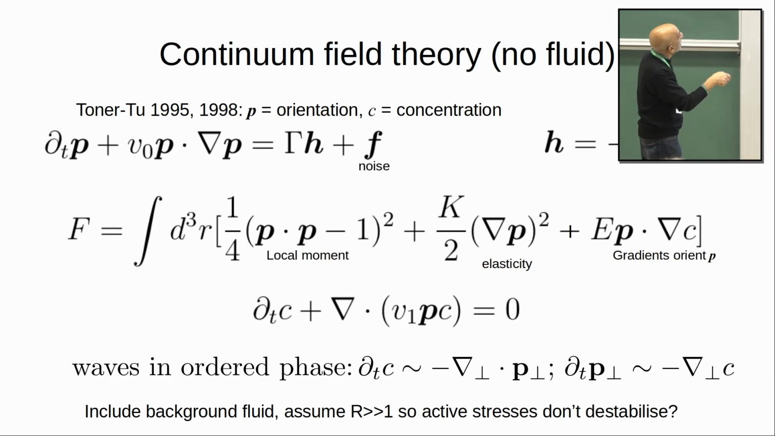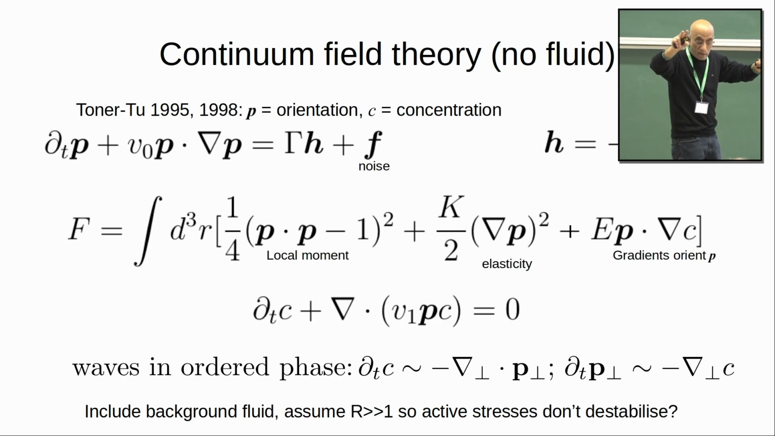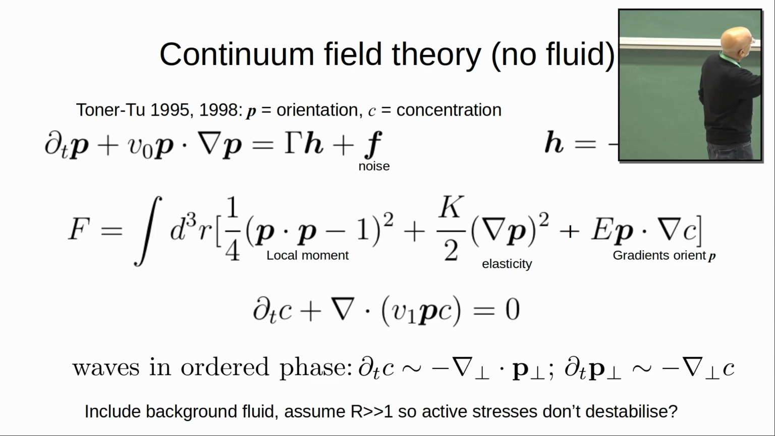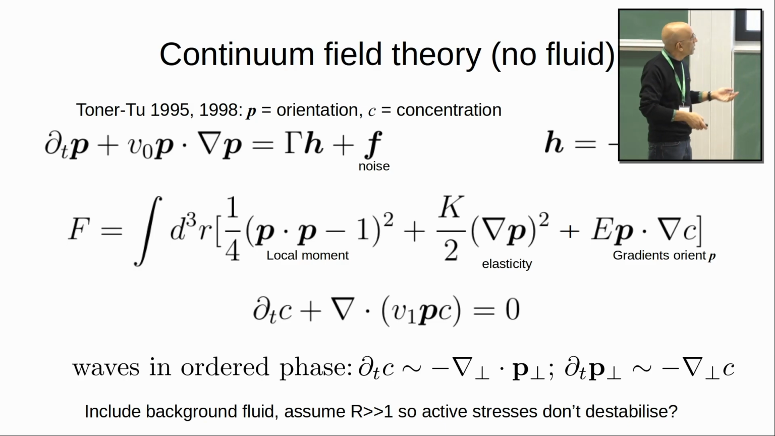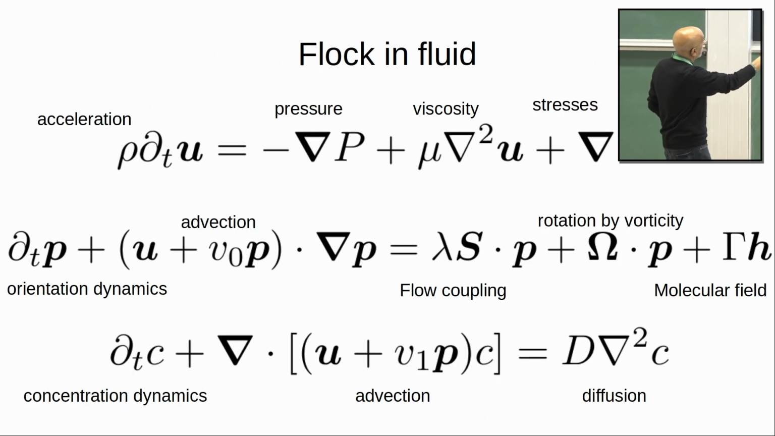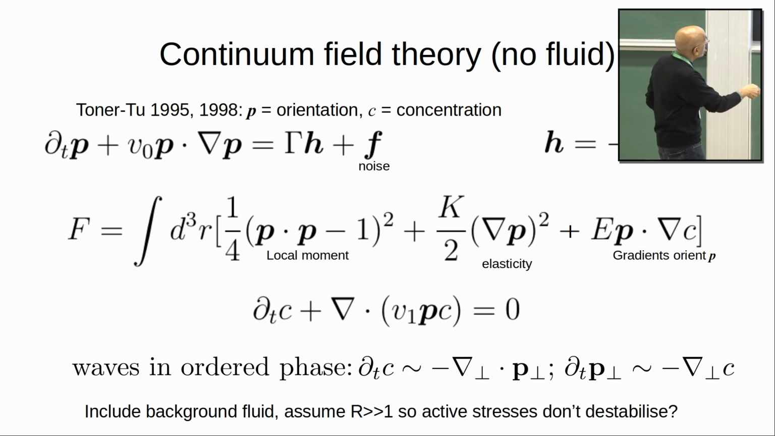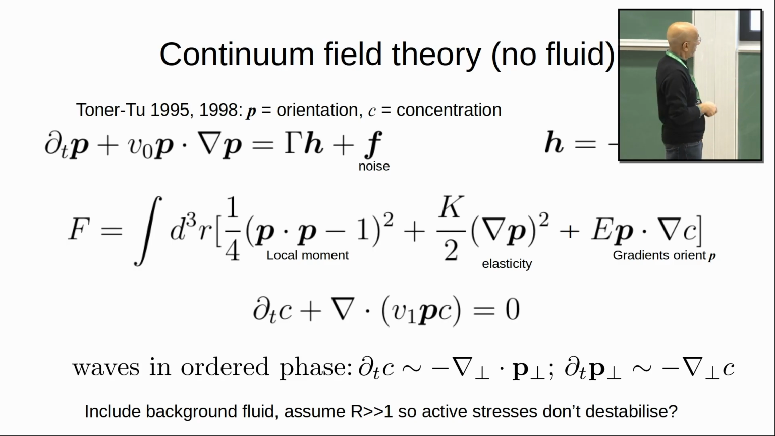Well, let's first look at what happens at orientation and concentration when you don't have a hydrodynamic velocity field. That's the Toner-Tu model. If P is the orientation and C is the concentration, you have a free energy functional favoring an ordered state with P. You have a natural coupling of the vector orientation to concentration gradients. You can think of it as a kind of scalar flexoelectricity if you want. The orientation advects itself and relaxes in the molecular field due to this free energy functional. And the concentration is transported with a speed proportional to the local vector orientation. If you take the system and study its dynamics in the ordered phase, then the concentration and the transverse components of the orientation beat against each other and give you waves.